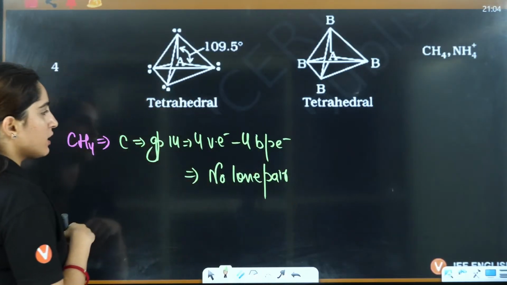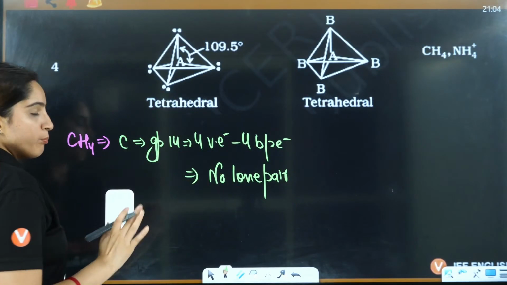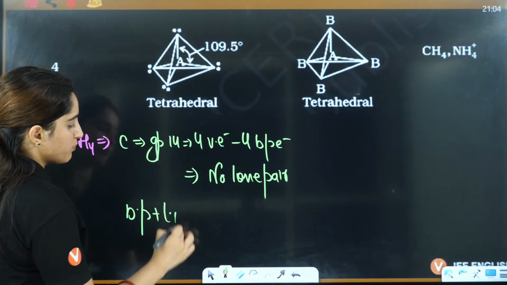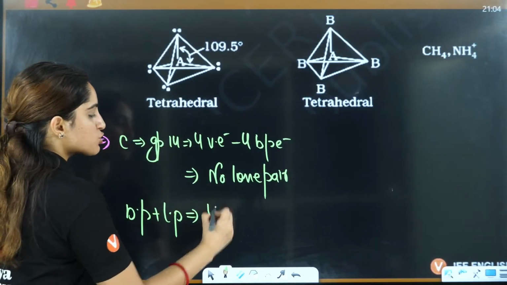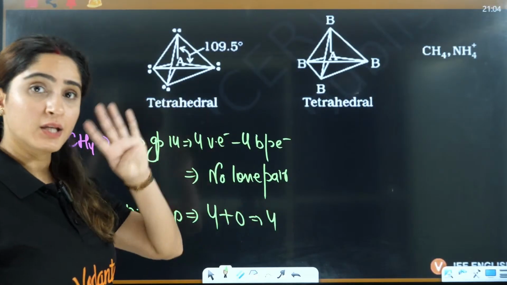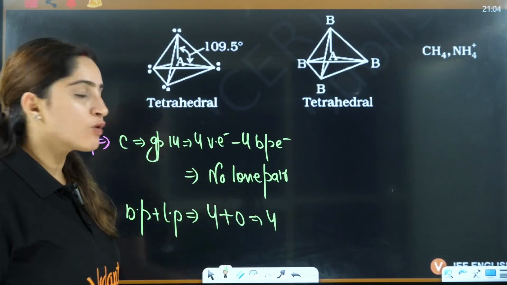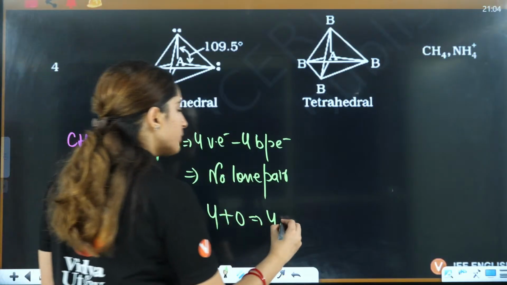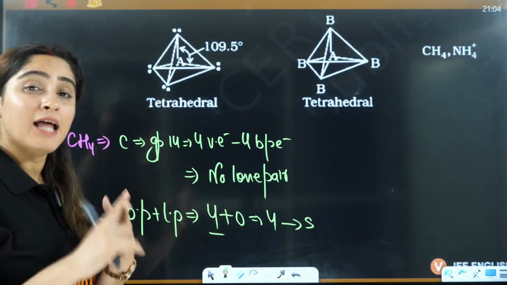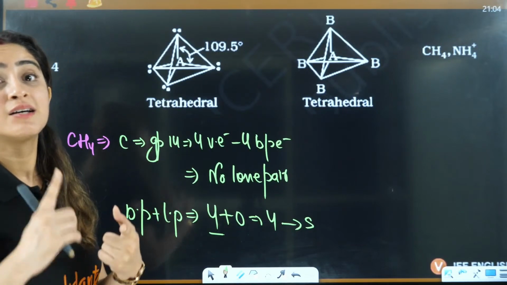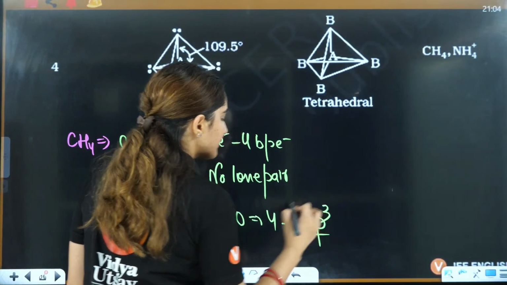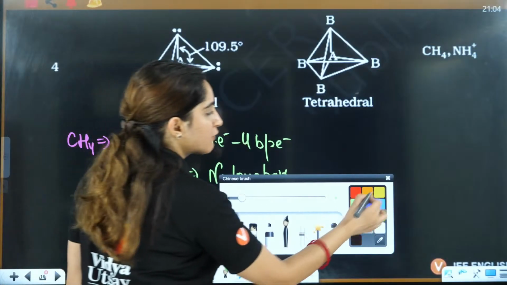So we can say bond pair plus lone pair is going to be equal to 4 plus 0, that is 4. Because how many bonds is it forming? It is forming 4 bonds, right? So that is going to be equal to 4. And here whenever I am telling you bond pairs, I am talking about the sigma bond pairs, okay. So it is going to be sp3, and that means it is going to be tetrahedral geometry.